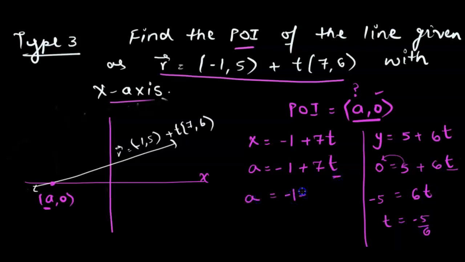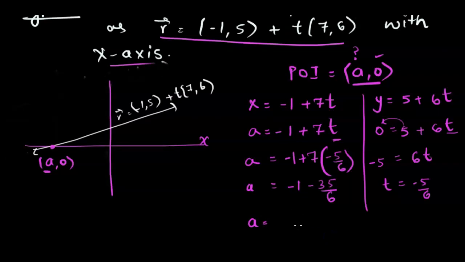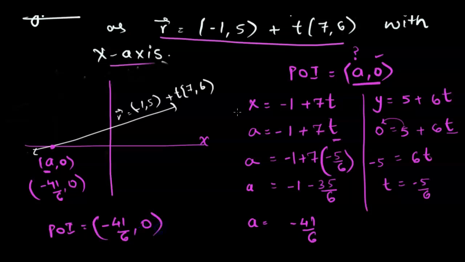So A is equal to -1 + 7, and in place of t, we would put -5/6. When we solve this, we would get -1 - 35/6. After making the denominators common, we would get -41/6. Therefore, this A coordinate will be -41/6 and the y coordinate is 0. So the point of intersection is (-41/6, 0). And this is how you find the point of intersection with the x-axis.